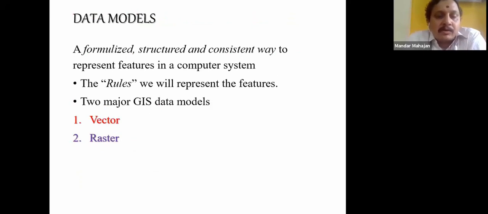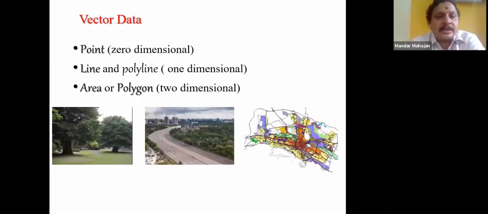Now we'll look at what the vector data model and the raster data model are. Basically, it is a structured or consistent way to represent data. So for vector data and raster data, you can see the vector data is mostly point, line, and area or polygon. For example, there is a tree. We can show it as a point on the map, so it shows the distribution, just like the whales.